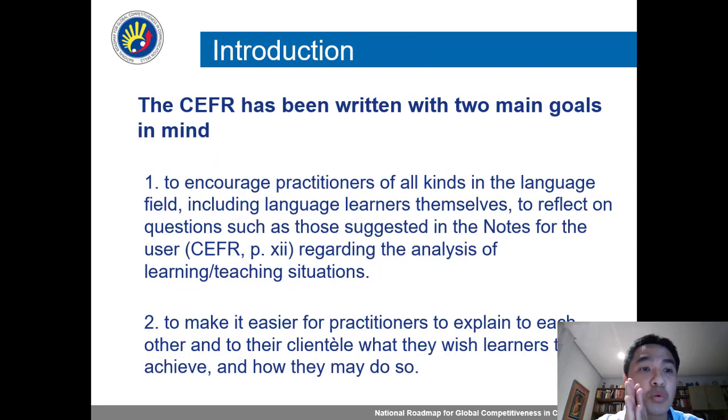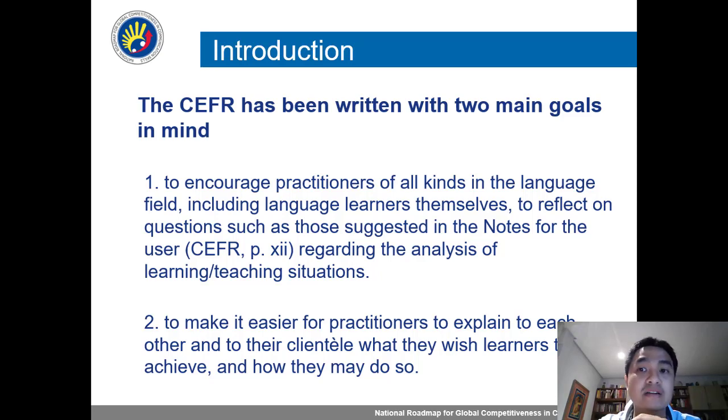So we will do a quick refresher. The CFR has been written just with two main goals in mind. Number one, to encourage practitioners of all kinds really to reflect on what people can do or cannot do in situations. And second is make it easier for people to explain to each other what different levels mean.